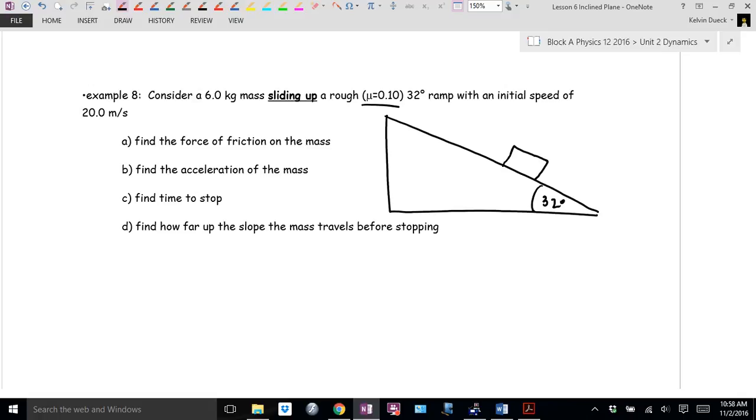So sorry. It's moving up the page. You know what? I'm not going to draw that in, but it's moving up the page. Up the ramp. What are the forces acting on it? By the way, I drew it down here just to remind myself that it is moving up.